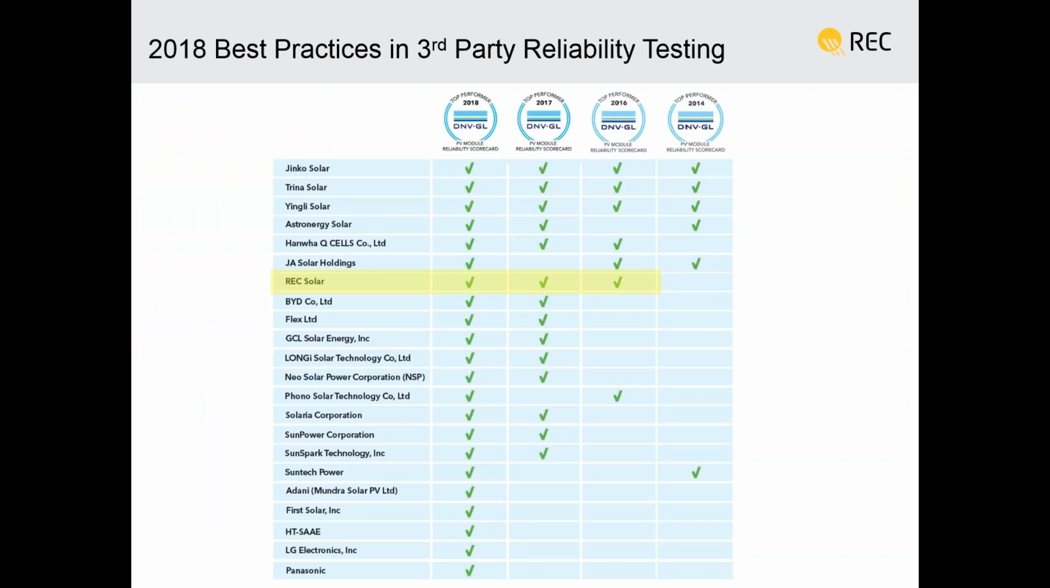Of course, the yellow bar here is REC. I've never said that we are the only manufacturer of high quality products. We are consistently, I'd say over 20 years, one of the best. This test was first commissioned by DNVGL in 2014.